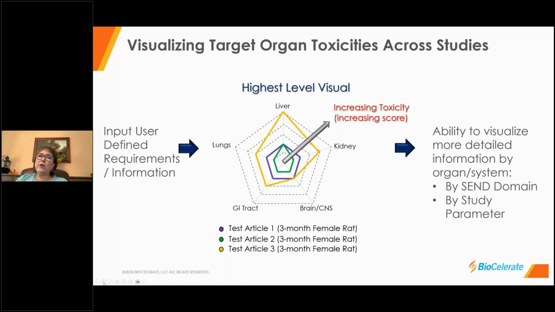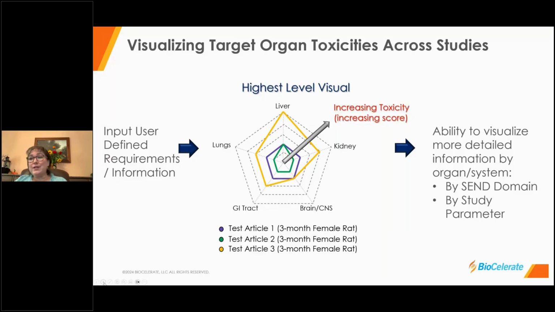But now you look at test article number 3, and that one has a much different profile. You see that the lines are extending out further away from the center, especially for the liver. And what that indicates is the further away you get from the center, you have an increasing score.